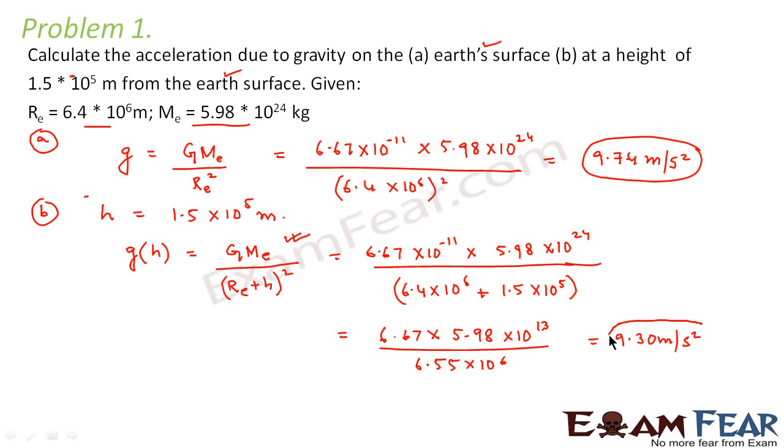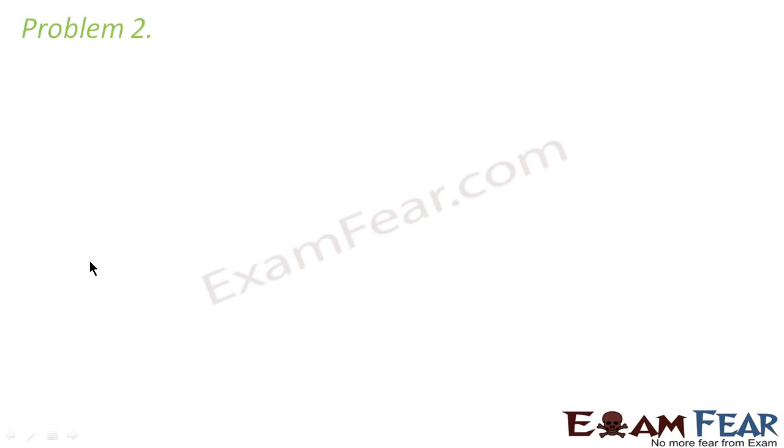So this is the value of acceleration due to gravity at a height of h from the surface of the Earth, where h is equal to 1.5 x 10^5 meters. So I hope these are clear to you now, how you put the formulas while solving problems. Now let us go ahead and look at few other problems. Let us look at this next problem.